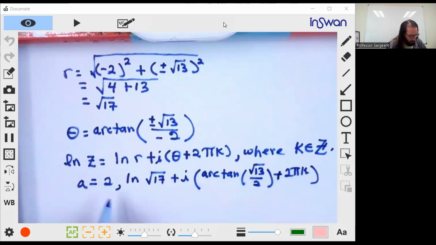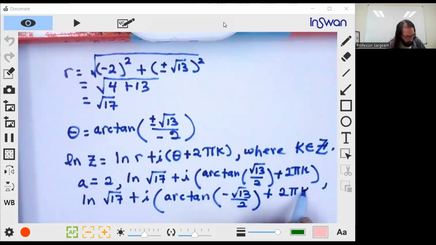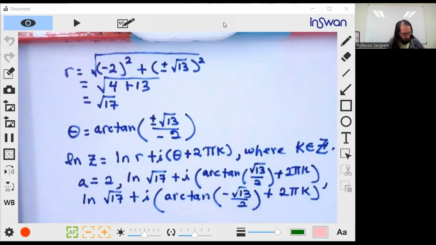all that multiplied by i, and natural log of square root of 17 plus i times all of the arctangents of negative square root of 13 over 2 plus 2 pi k. All 3 of those are solutions for a. Know a little bit more about polar representations, then you could plug these things in and check that all 3 are working.